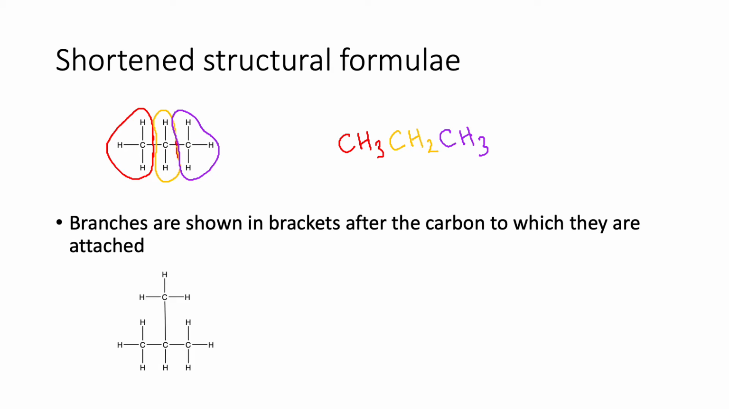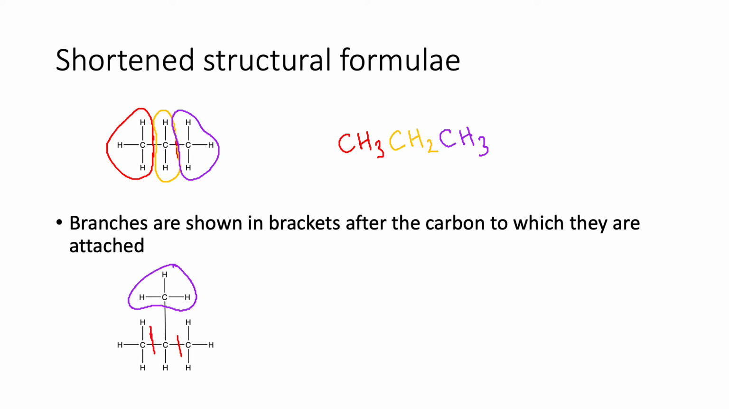If we add a carbon atom onto the central carbon, we have a branch. I'm going to highlight it here. In order to add these branches into our shortened structural formula, we put them in brackets after the carbon to which they are attached. So let's work through this chain. First of all, we will split our carbon chain up into atoms as usual.